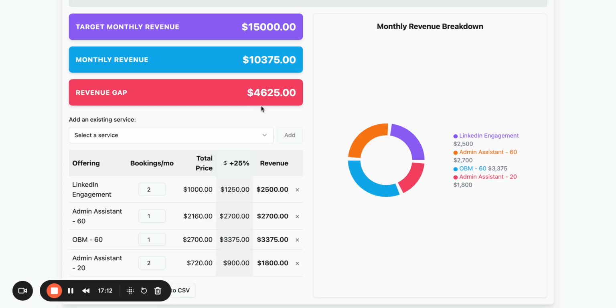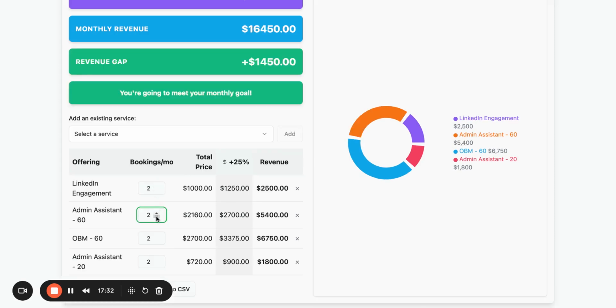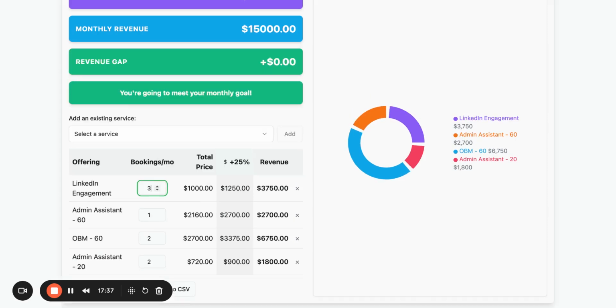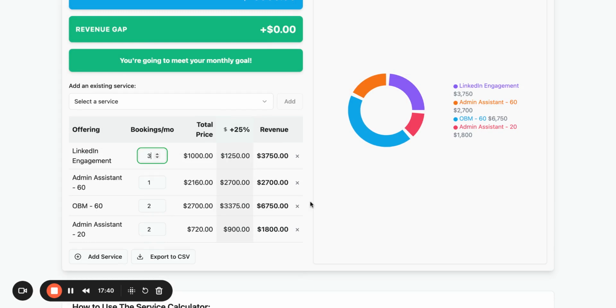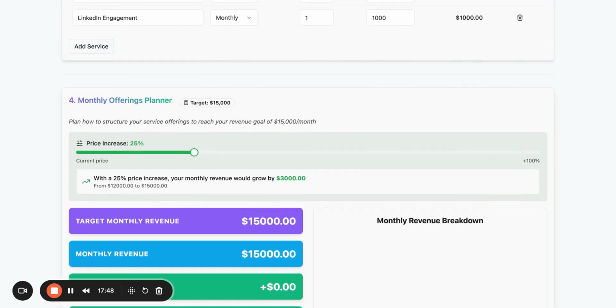But as you can see, we still have just under a 5K gap. So where's that going to come from? Well, we could get 5 more LinkedIn engagement clients, or we could get one admin assistant at 60 and one OBM at 60. There are a variety of ways for us to make this happen, right? So say we've got an OBM, but we still have this gap. Well, now we're hitting it even right at goal. So that's one additional OBM client, one additional LinkedIn engagement client, and a 25% price increase within 3 months.